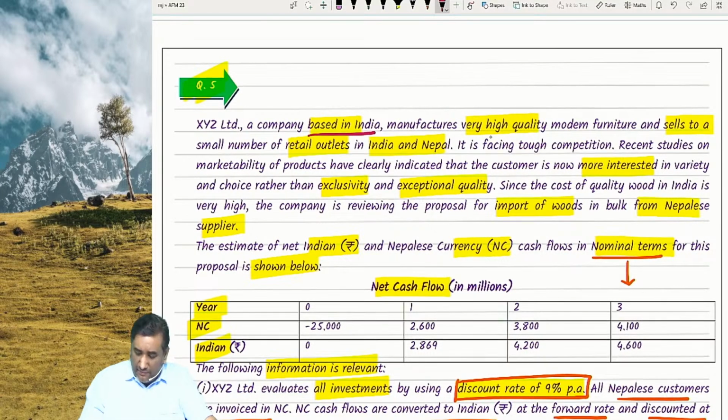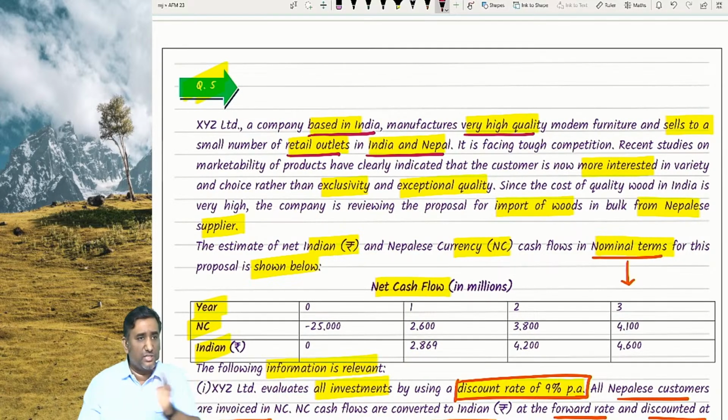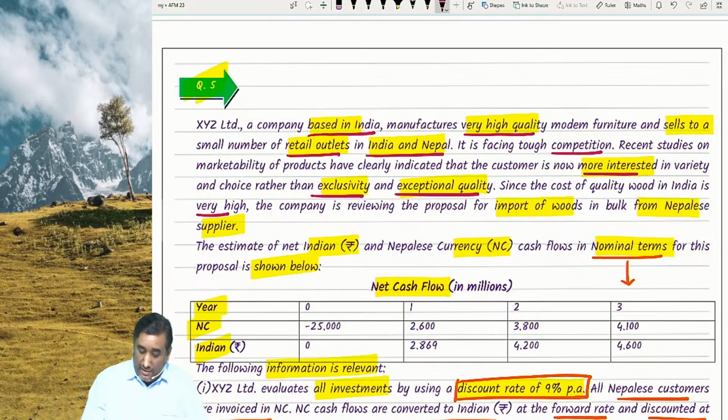XYZ company based in India manufactures very high quality modern furniture, sells to a number of retail outlets in India and Nepal. Exactly on similar lines. I think that was also India and Nepal only. It is facing tough competition, also same. Recent studies on marketable products have clearly indicated that customers are now more interested in variety and choice rather than exclusivity and exceptional quality. Since the cost of quality wood in India is very high, the company is reviewing the proposal for import of wood from a Nepali supplier. Exactly the same language, nothing else.